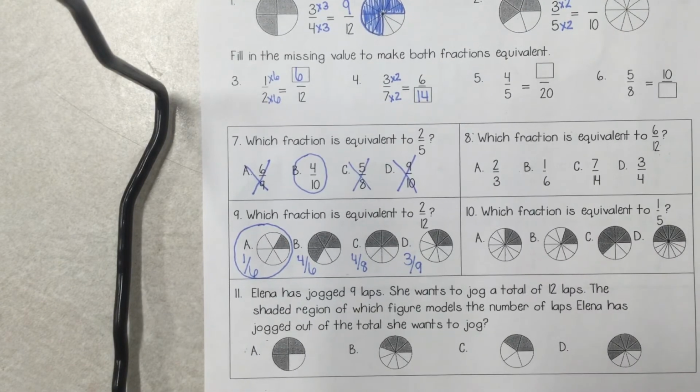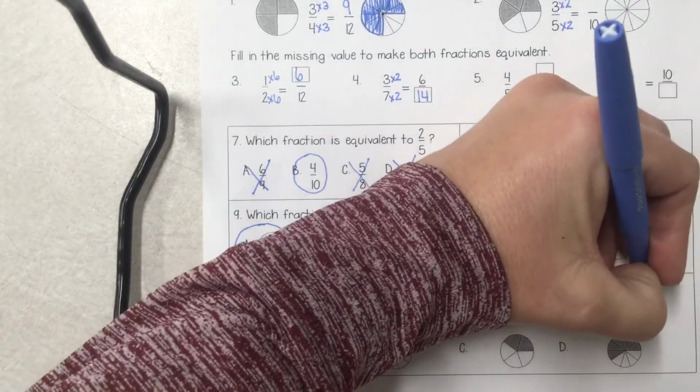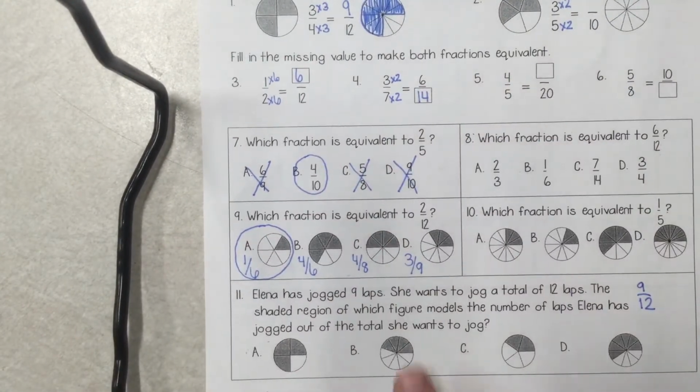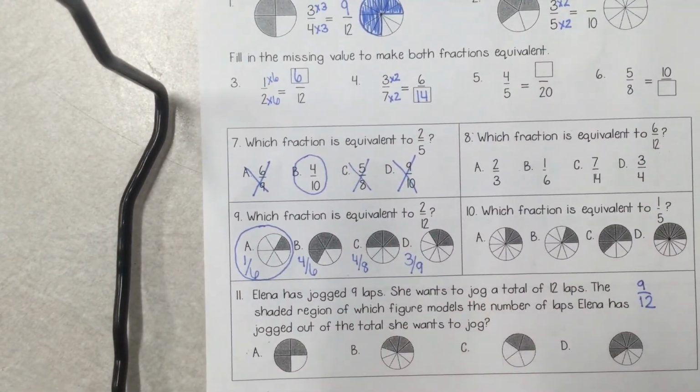Number 11, Elena has jogged 9 laps. She wants to jog a total of 12 laps. The shaded region of which figure models the number of laps Elena has jogged out of the total she wants to jog? All right, so it looks like she wants to jog 9/12. She's already jogged 9 and she wants to jog 12.